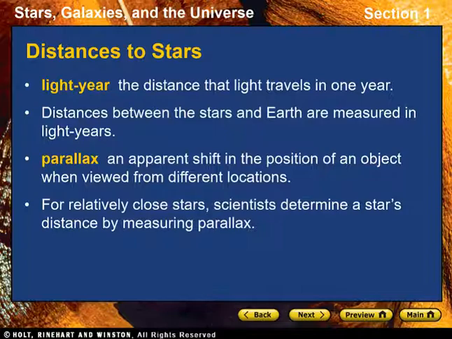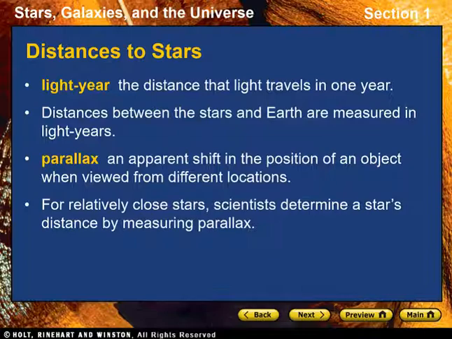Because space is so vast, distances between the stars and Earth are measured in light years. A light year is the distance that light travels in 1 year. Because the speed of light is 300,000 kilometers per second, light travels about 9.46 trillion kilometers in 1 year.